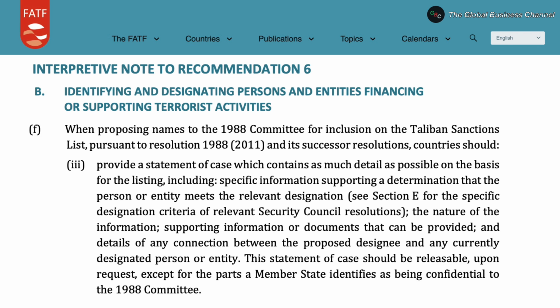The statement must be public if requested, except for confidential sections. This process ensures that designations are based on comprehensive, transparent, and verifiable information.